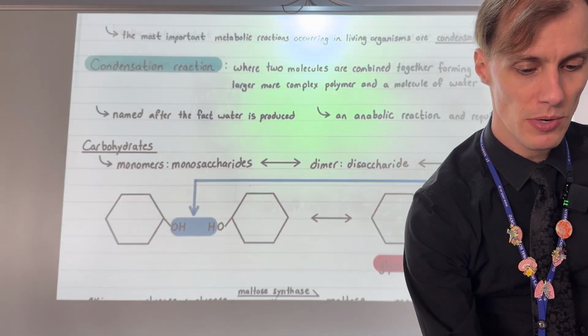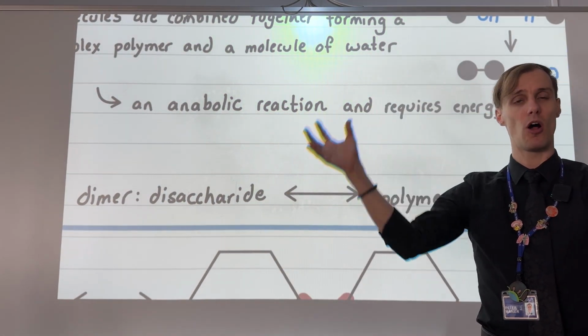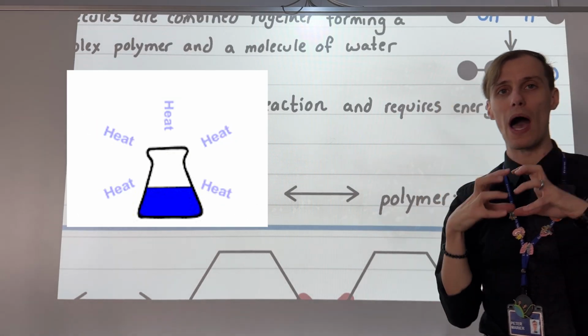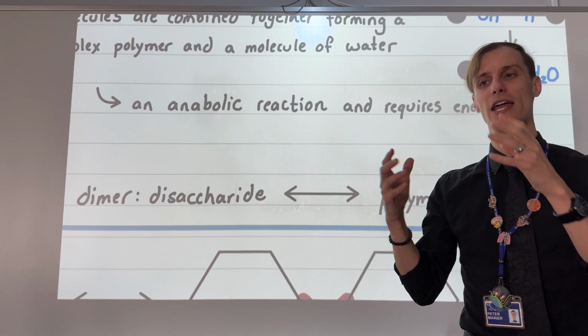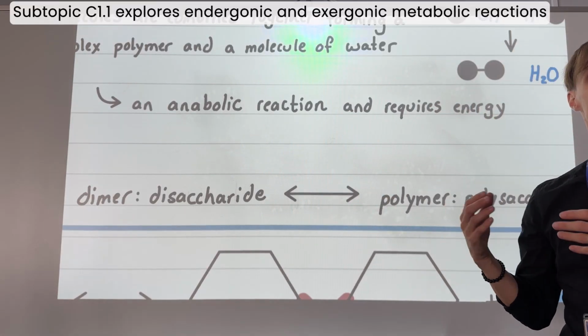Now, these types of reactions, as mentioned, are anabolic, and overall, in terms of energy levels, it would mean that these overall require energy. We'll explore the concept more in terms of energy required and energy released when we look into metabolic processes in C1.1.